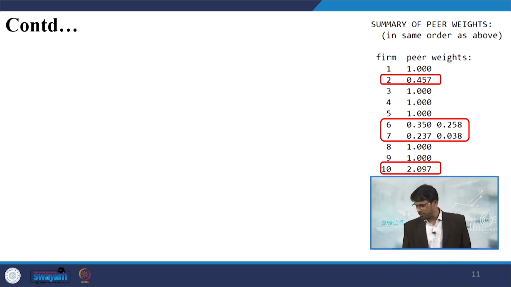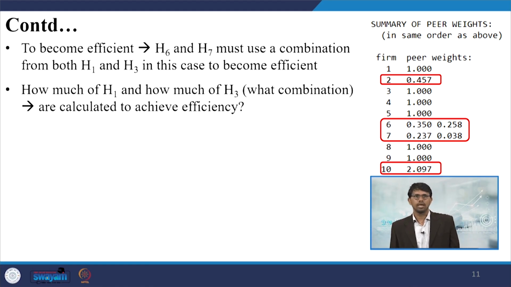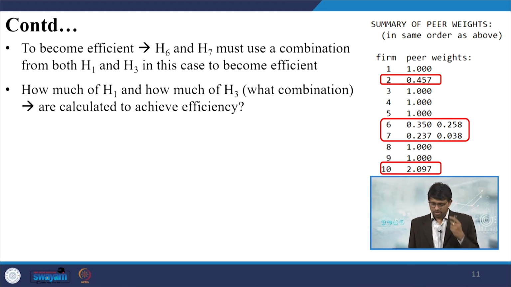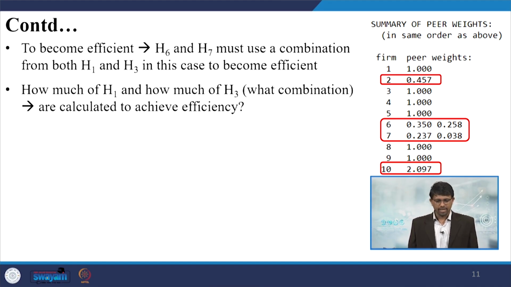I think in our table you have already seen it, and you will also find the same result and check. You just see, to become efficient, H6 and H7 must use a combination of both H1 and H3. Okay. Because we have already seen that 6 and 7 are paired with H3 and 1. Okay. Hence, they are taking a combination of these weights for H6 and H7. Okay. H6 and H7 take a combination of H1 and H3.